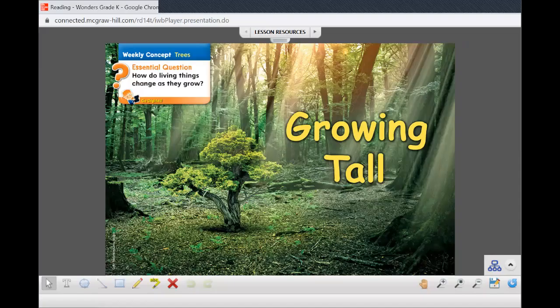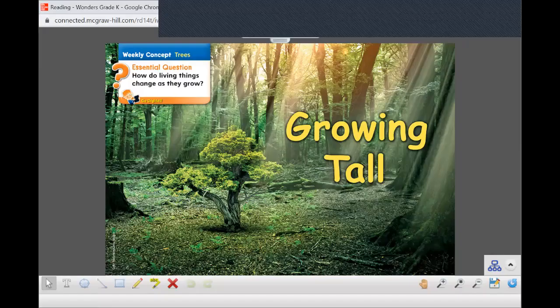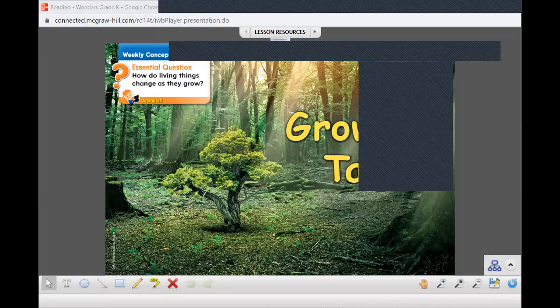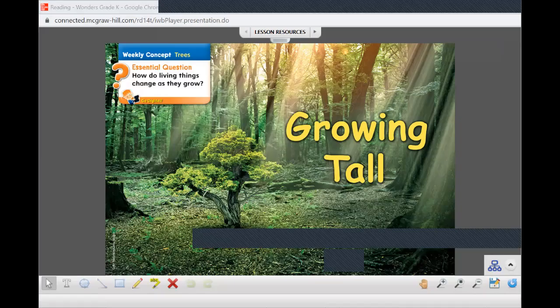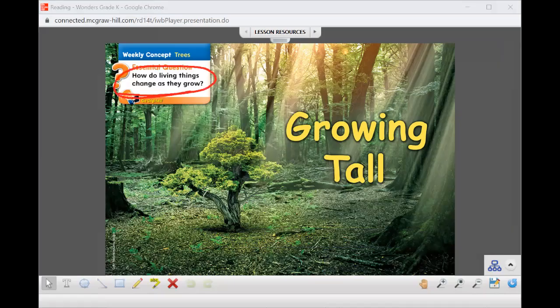We are on Unit 5, Week 2, and our weekly concept is trees. Let me get my pen. All right, our question that we are going to ask right here is, how do living things change as they grow? Let's look at this picture.